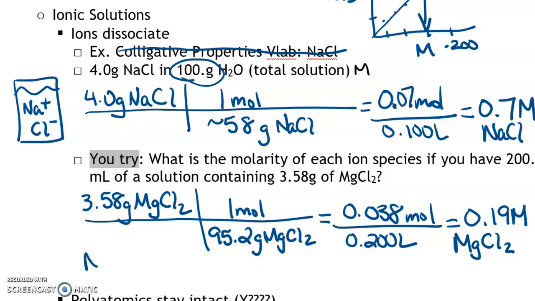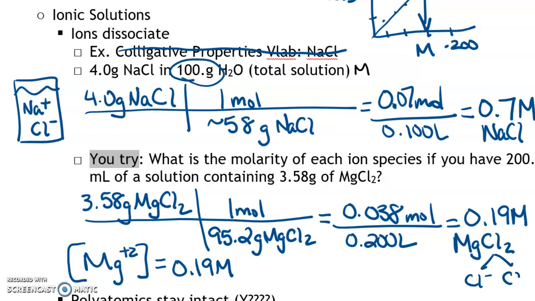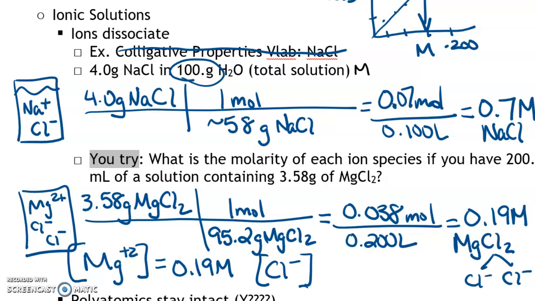Knowing that we're going to have Mg2+, there is one of those per formula unit, so the concentration of those ions is the same as the concentration of the solution. But since the compound dissociates into 2 chloride ions, if you're looking at the beaker, you've got your Mg2+ and we have 2 Cl minuses, then the chloride ion concentration is going to be twice as high. So it's going to be the overall concentration of the solution times 2, which is 0.38 molar.